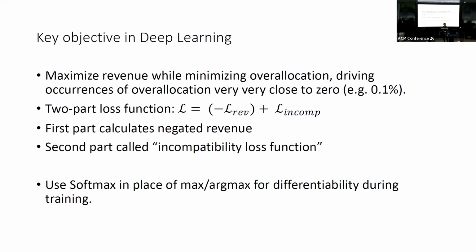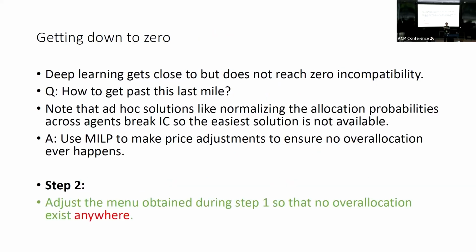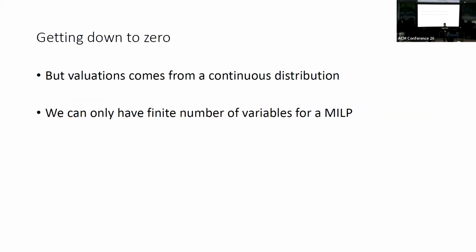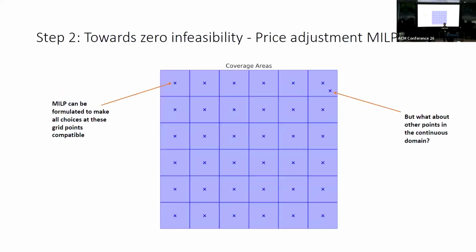I've mentioned that the mechanism we arrive at after this stage is already pretty good. So we only want to make tiny adjustments in order to make it fully strategy-proof. So we aim for another step, which is to get this over-allocation probability down to 0. And to do that, we propose a mixed integer linear program that does price adjustments. Essentially, you can think of the price adjustments as making tiny adjustments to the deep learning results that we get in our first step, but getting the infeasibility all the way down to 0.